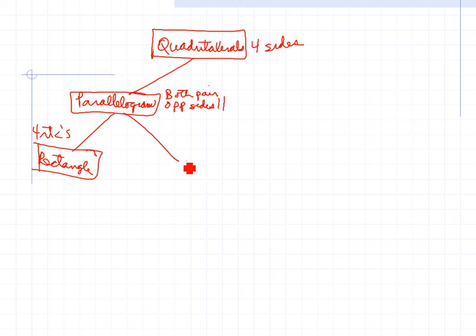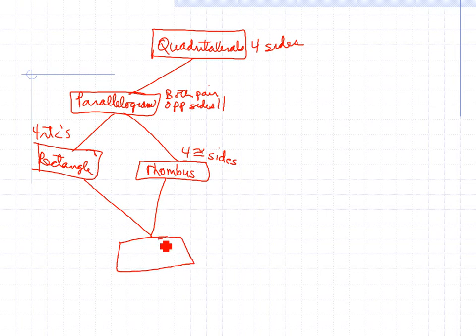Off a parallelogram, we also had what else? Rhombus. 4 congruent sides. Then those two went together. We said it would be a what? Square. Good. It's got 4 congruent sides and 4 congruent right angles, or 4 congruent angles, right? If they're all 4 congruent, then they have to all be right angles.